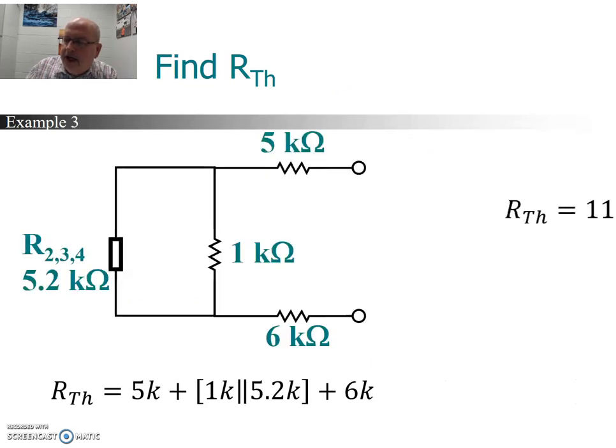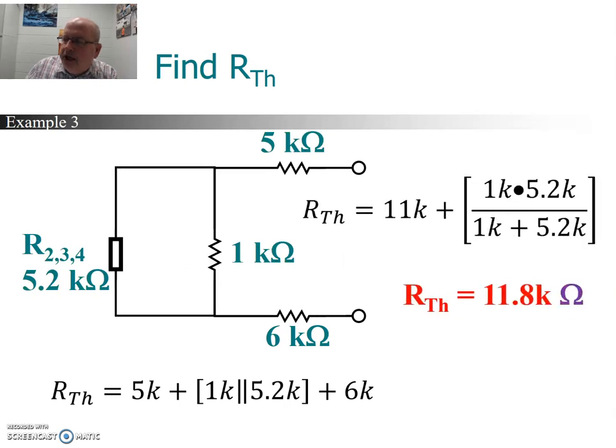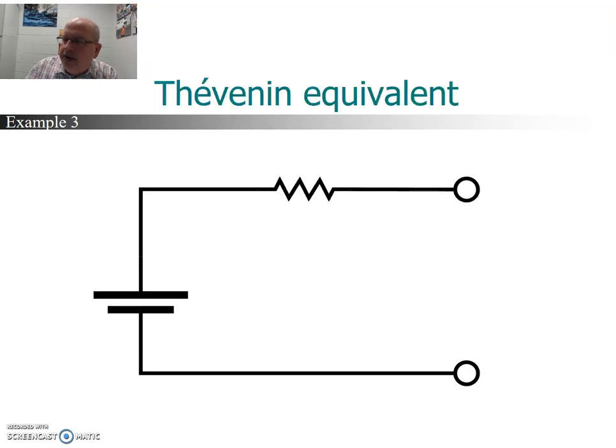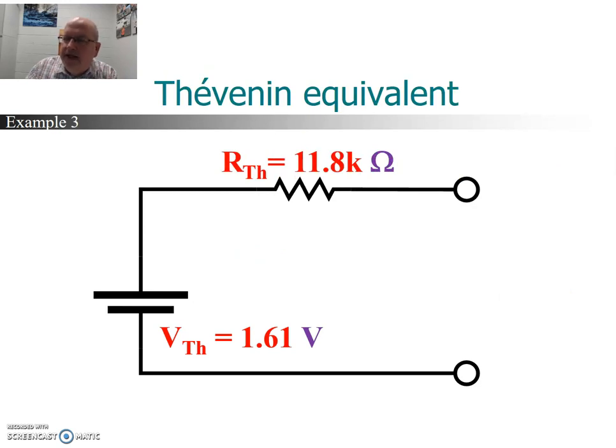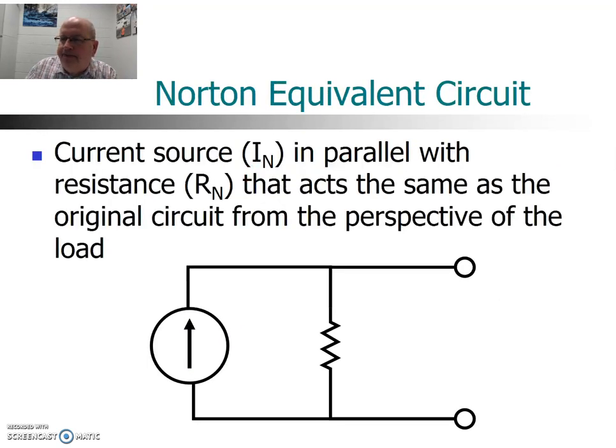And you work that out, and you should get 11.8 kiloohms. So now we have the 11.8 kiloohms. We have the voltage we did a minute ago, 1.61 volts. That is our Thevenin equivalent circuit.